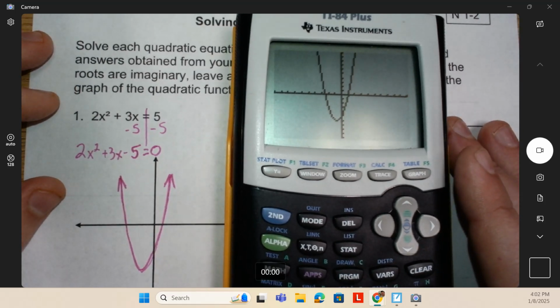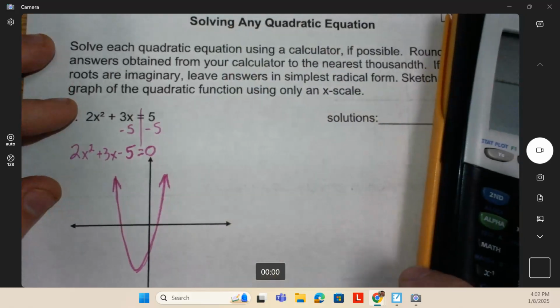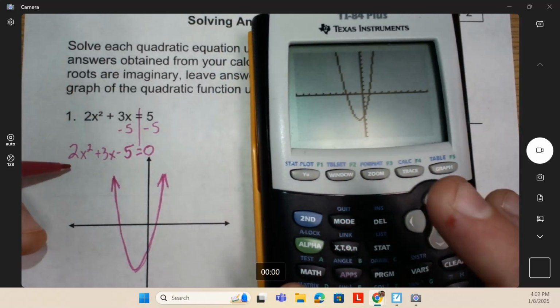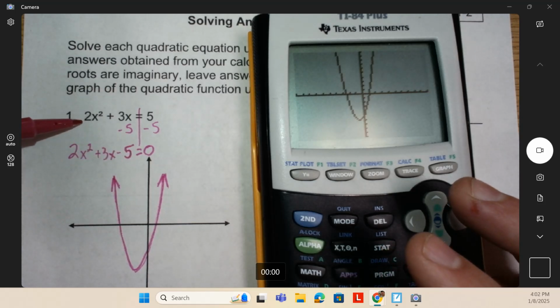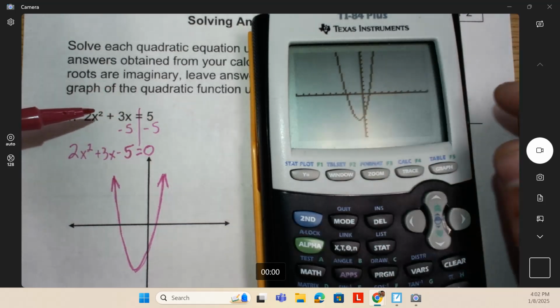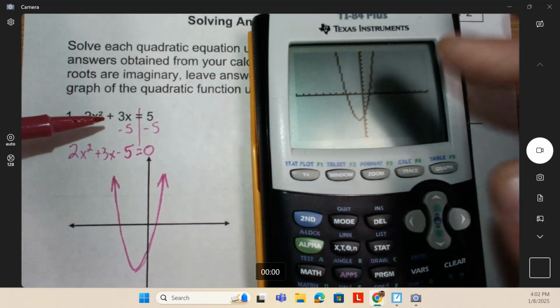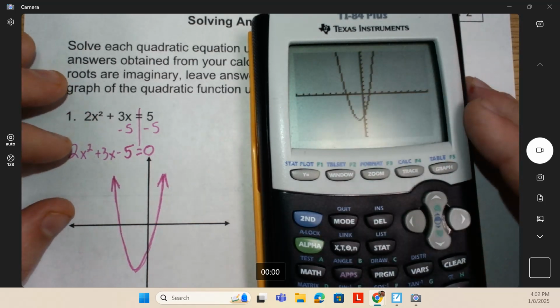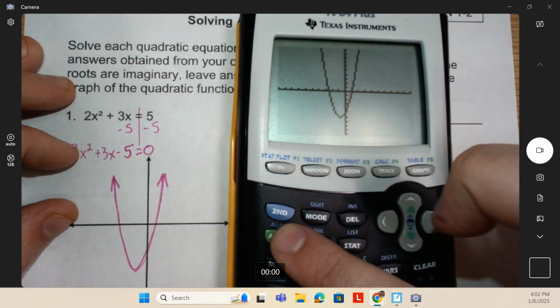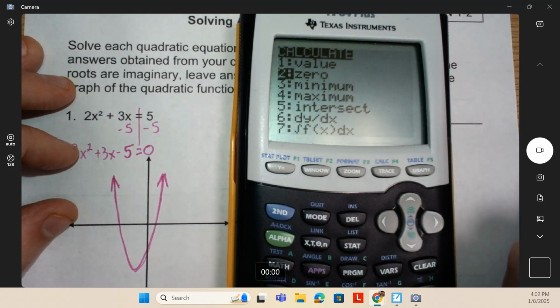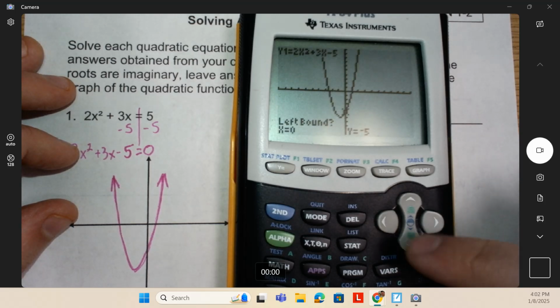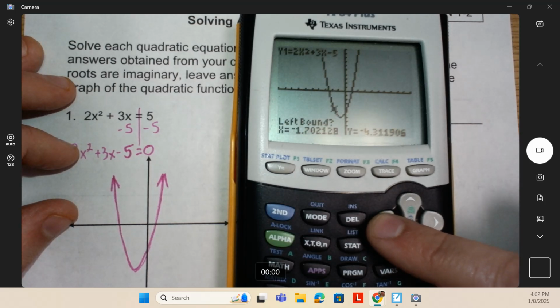So since we know that it crosses the x-axis, to get our solutions, remember it says that it equals 0. If it said equals 5, like if I left it as 2x squared plus 3x equals 5, I'd need to have a line that was 5 on there and see where it crossed that. But there's a calculation function here when I do second trace. Number 2 is going to find my zeros. So when I do that, then I've got something that'll find my zeros for me.